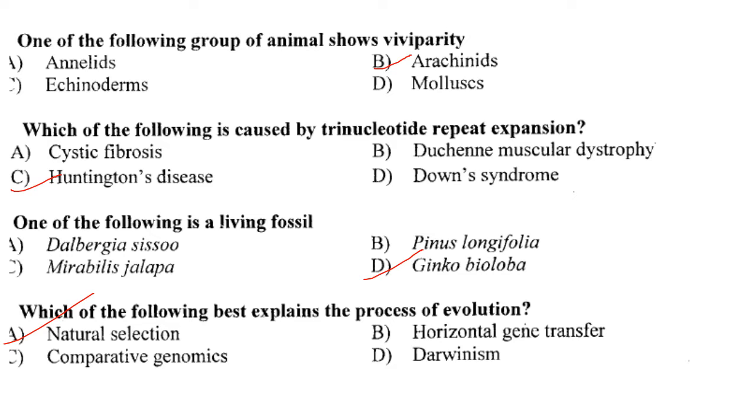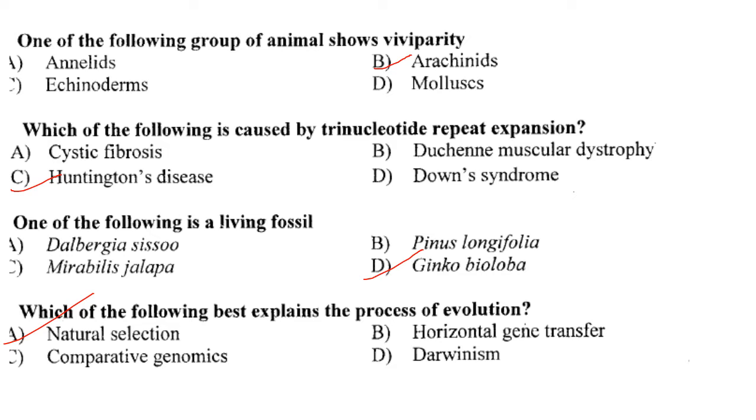Then, one of the following group of animals shows viviparity: annelids, arachnids, echinoderms. So which one of these shows viviparity? Annelids are oviparous. Echinoderms are also oviparous. Mollusca is oviparous and arachnids are viviparous. Example of arachnid is scorpion. So the answer is option B, arachnids.